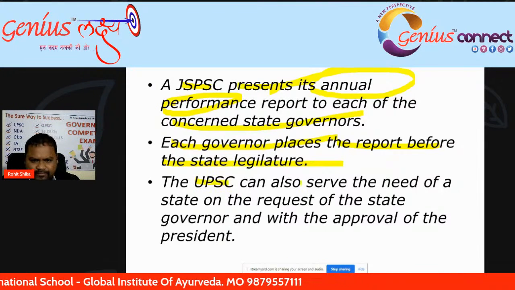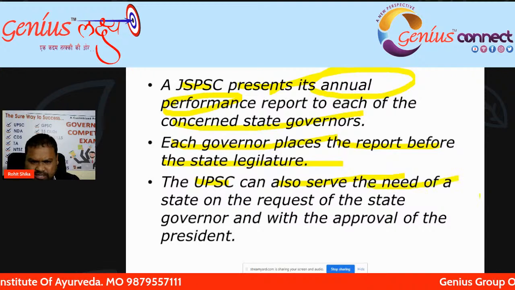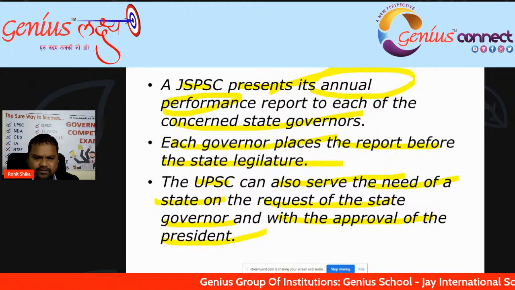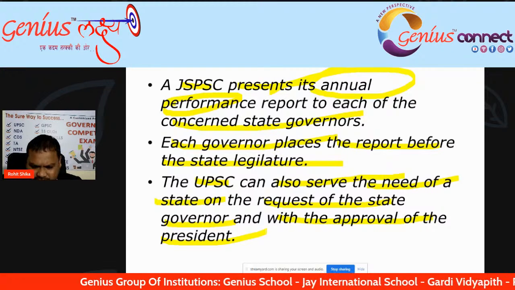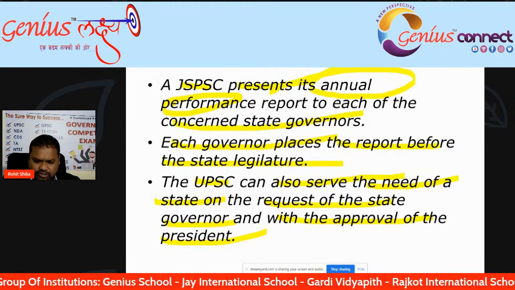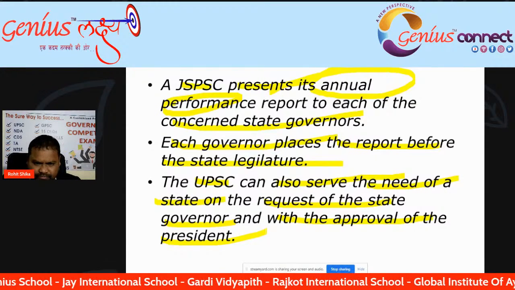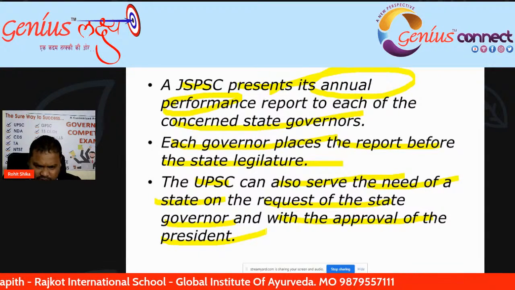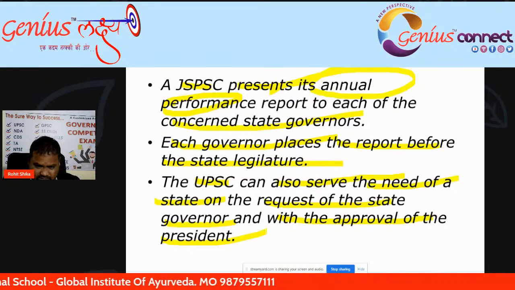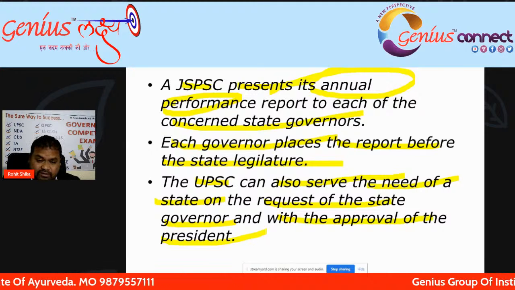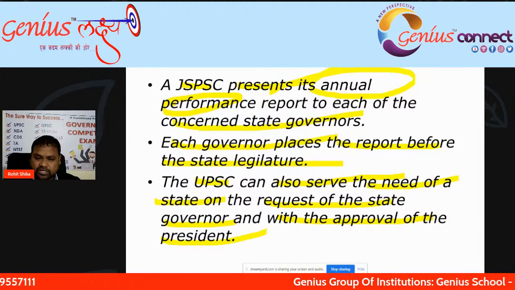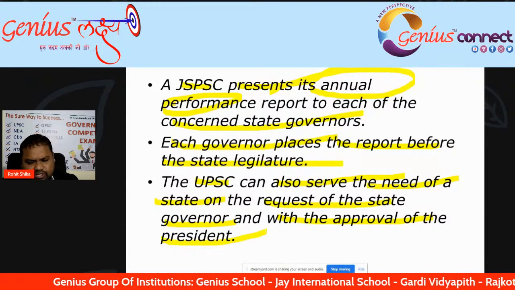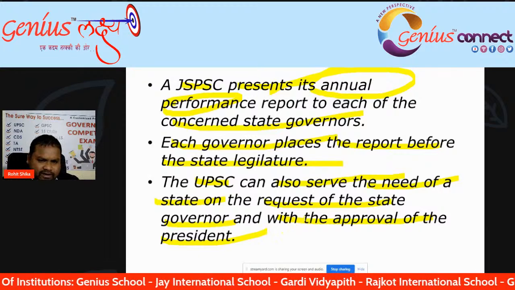The UPSC can also serve the need of a state on the request of the state governor and with the approval of the President. For example, a state governor requests the Union Public Service Commission, and with the permission of the President of India, the Union Public Service Commission can give the service to a state. Otherwise, the Union Public Service Commission is for the entire nation.